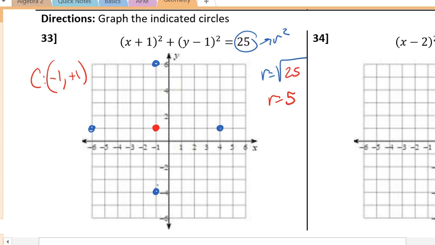And from there, we're just going to go ahead and draw in a circle, making sure we're not making it too pointy. Don't want to cut ourselves. And there we have it. We see that we have a radius of 5 happening right there, going up, down, left, and right.